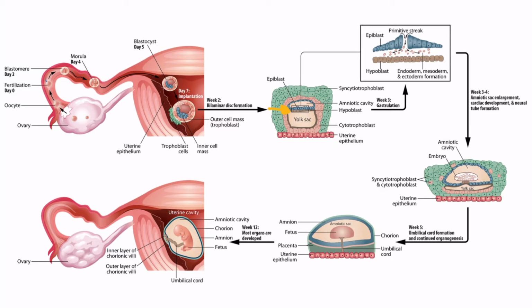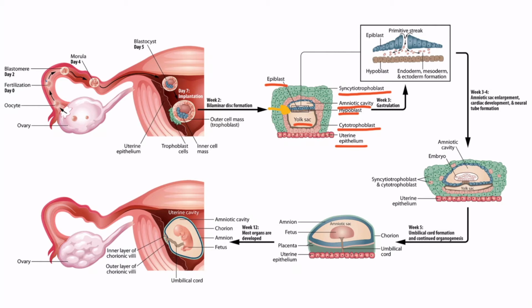Okay, before we go any further, notice that this mass of cells has successfully implanted within the uterine wall, so we can see the uterine epithelium right here. We can also see that the outer cell mass has divided into 2 distinct cell types, the syncytial trophoblast and the cytotrophoblast. The inner cell mass has also divided into the epiblast and the hypoblast. Again, these 2 cell lines form 2 layers, which is why this is referred to as a bilaminar disc. We can also see the beginnings of the yolk sac and the amniotic cavity.